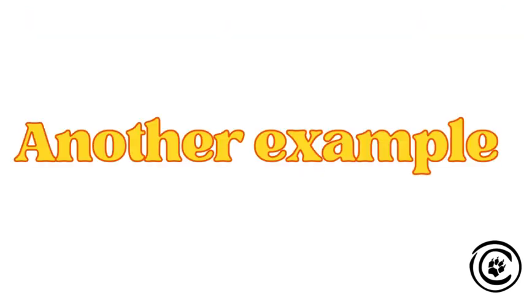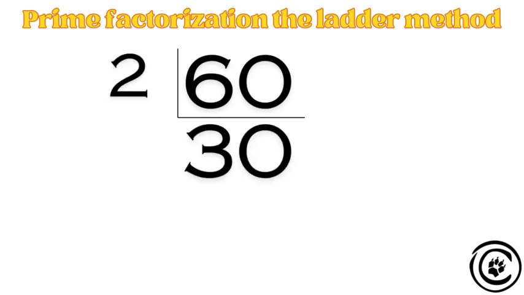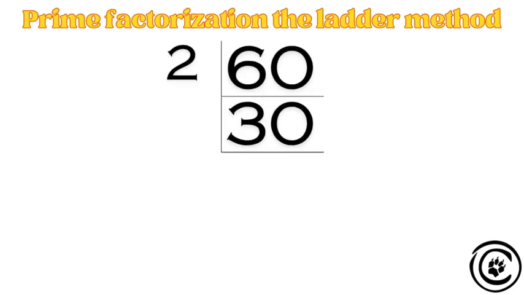Let's look at another example. Prime factorization of 60 using the ladder method. Start with 60 and divide it by its smallest prime factor, which is 2. This gives us 30. Repeat the process by dividing 30 by its smallest prime factor, which is 2, and this gives us 15.